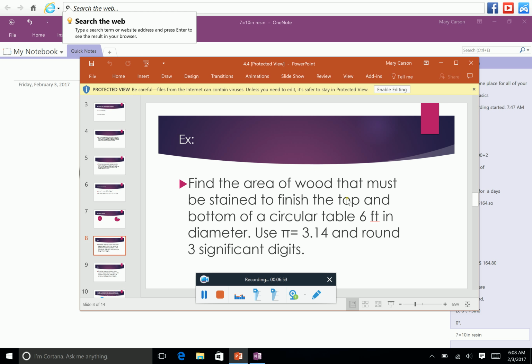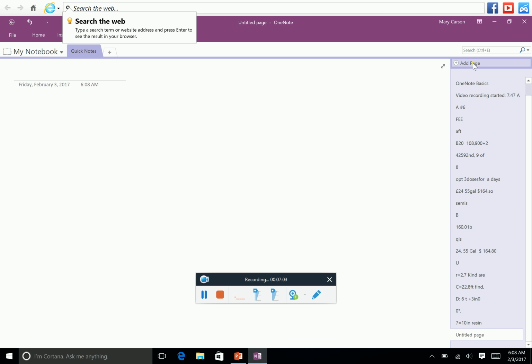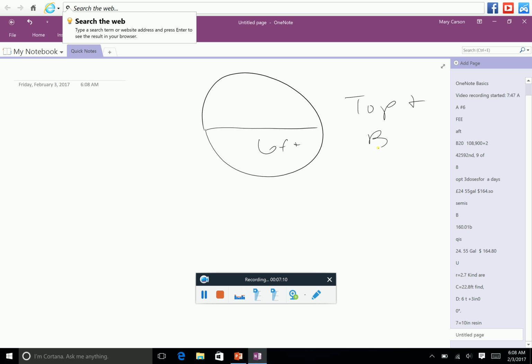Okay, find the area of wood that must be stained to finish the top and the bottom of a circular table, 6 feet in diameter. And then we have to round it to 3 significant digits. So circle, diameter 6 feet, and we're painting the top and bottom. So that means whatever the area is, we're going to have to end up multiplying it by 2, right?